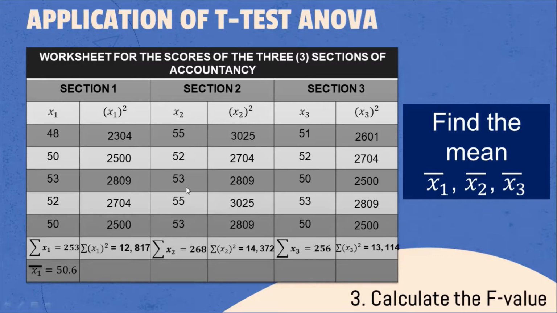Same thing with the mean of x sub 2. 55 plus 52 plus 53 plus 55 plus 53. That is 268 divided by 5. The mean for x sub 2 is equal to 53.6. Same process with the mean of x sub 3. 51 plus 52 plus 50 plus 53 plus 50. That is 256 divided by 5. So the mean for x sub 3 is equal to 51.2. That is how we get the values of the mean of x sub 1, x sub 2, and x sub 3.